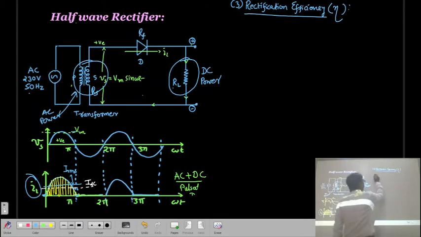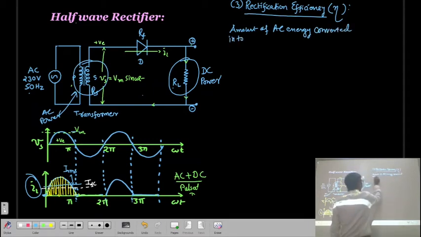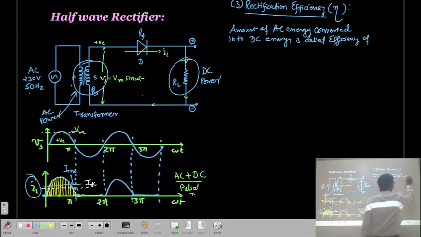So remember, the amount of AC energy converted into DC energy is called the efficiency of the rectifier.